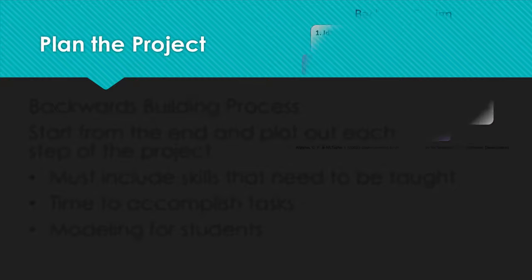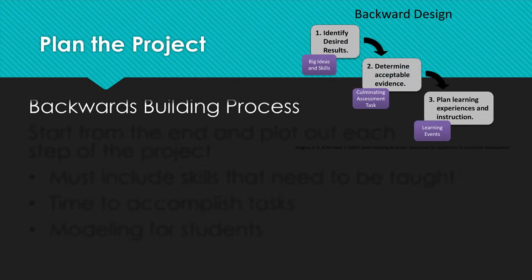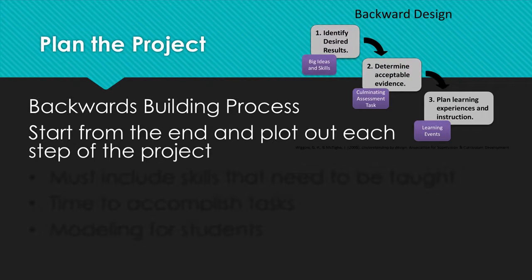When you plan the project, you're going to use this backwards design. You're going to start from the end and then plot out each step of the project. So what I typically would do is say, this is the end goal. This is what I want them to do to show mastery. Now, what do they have to do immediately before that in order to accomplish that? And then what did they have to do immediately in front of that? And so on and so forth, until I get to the beginning of the project.